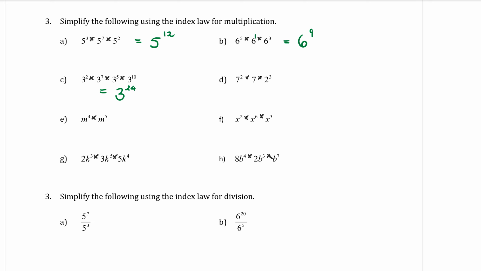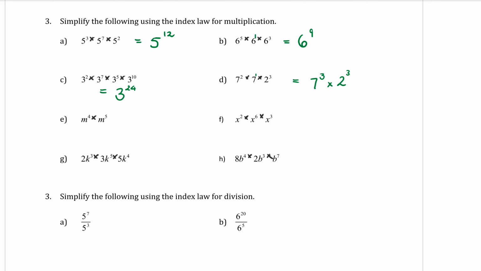In D, the first 2 have a base of 7. Okay, the second one will be 7 to the power of 1. So those ones I can put together. I keep the 7 as the base. 2 plus 1 is 3, so it's 7 to the power of 3. The last term on the end has a different base, so you cannot add those ones together. It has to stay separate like I've done there. So I just write it again on the end.